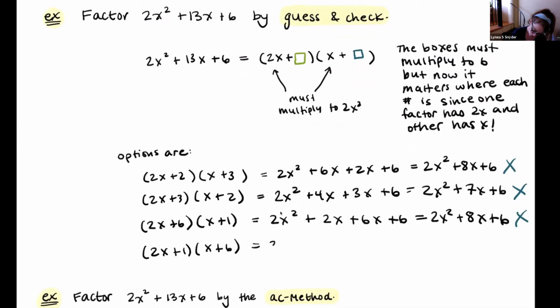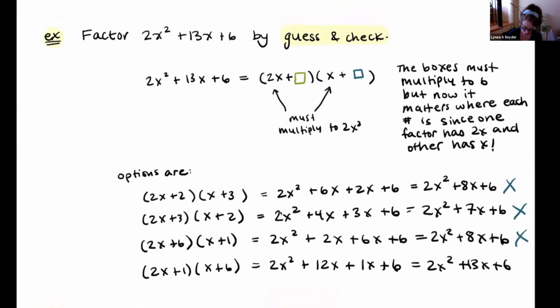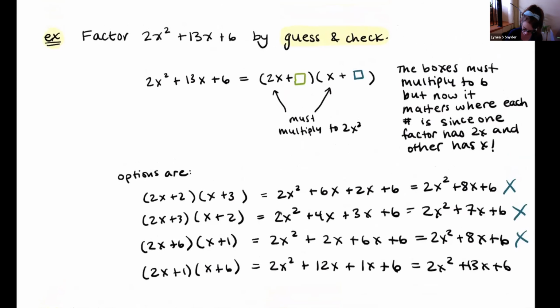Okay, let's see. So that's 2x squared plus 12x plus 1x plus 6. And good, so that looks like we've got our 13x where we wanted it. So that is great. So here is the factored form that we were looking for.